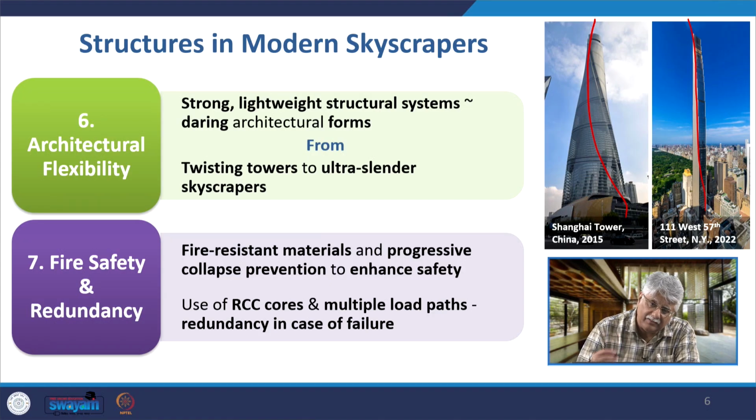With regard to fire safety, we have fire resistant materials and they prevent progressive collapse to enhance the safety of the building. RCC cores are used along with multiple load paths, thus providing redundancy in case of failure. What does it mean? It means that there is enough structural backup given in case the regular structural members fail. There are these so called redundant structural backups that will take up the load of the building and prevent it from collapsing or falling or getting completely ruined.